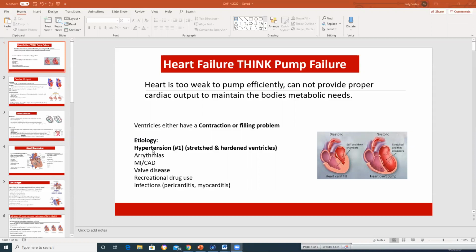So what is the etiology of heart failure? Hypertension is actually the primary etiology of heart failure. There are many others. Anything that can cause any type of muscle damage or hypertrophy, scar tissue, infection can cause heart failure. So arrhythmias, MIs, coronary artery disease, valve disease, recreational drugs that cause a heart to be very tachycardic, and infection, so pericarditis and myocarditis.